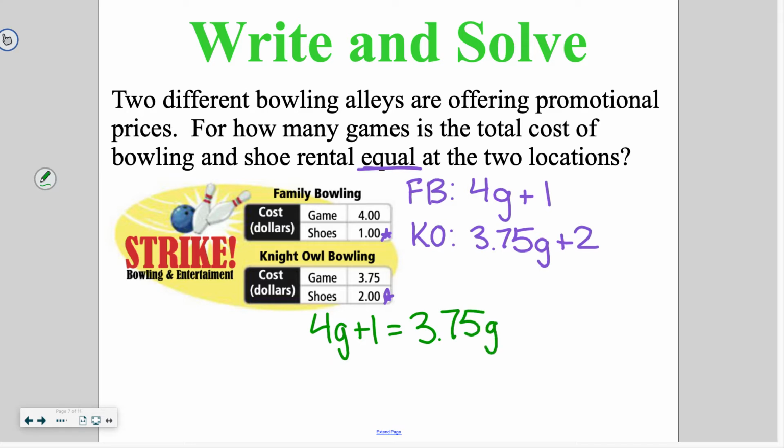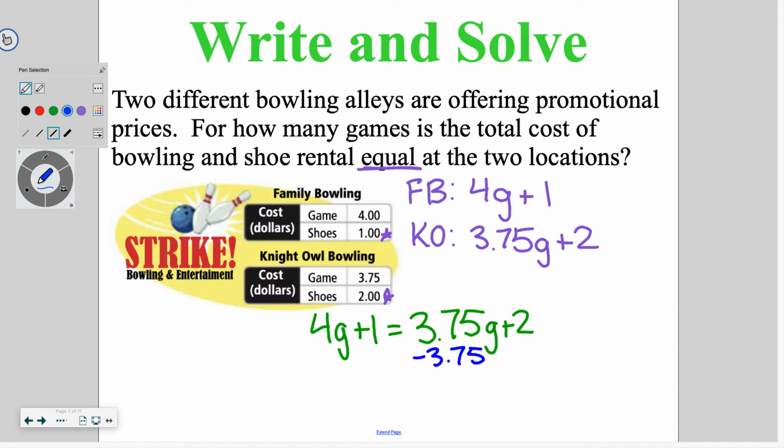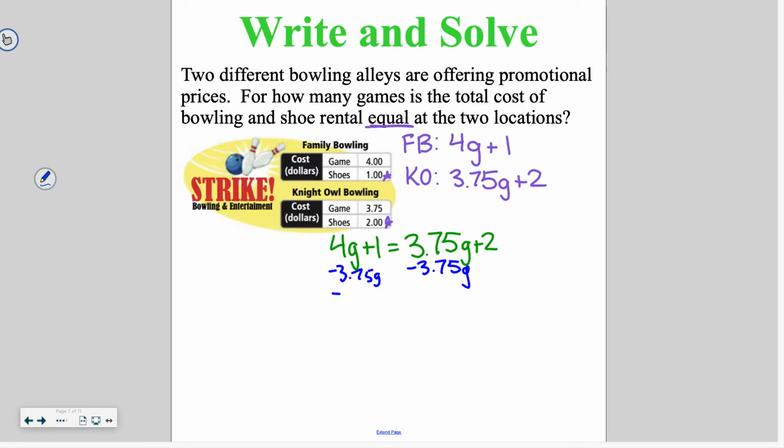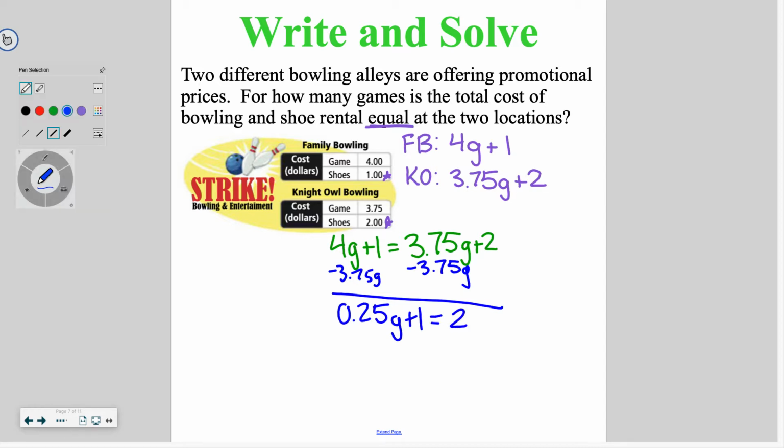3.75g plus 2. We're going to go ahead and combine our variables using SADMEEP, subtracting to get rid of my positive 3.75g. And when I do that, I'm going to end up with 0.25g plus 1 is equal to 2. My next step is going to be to get rid of that plus 1. So I'm going to go ahead and subtract 1 from both sides, giving me 0.25g is equal to 1.